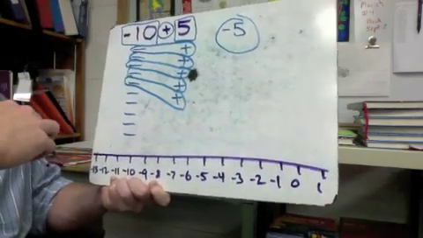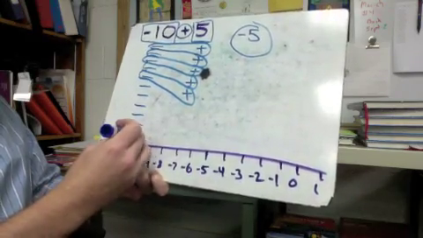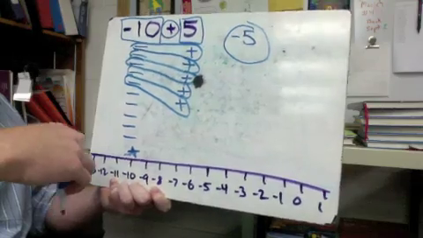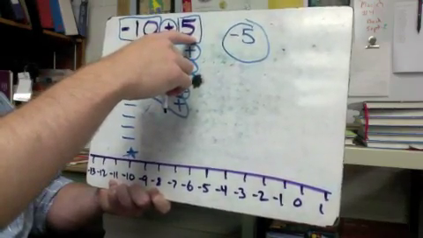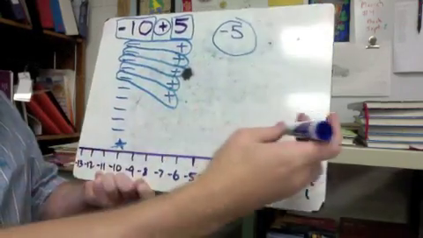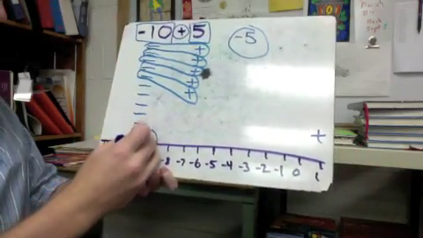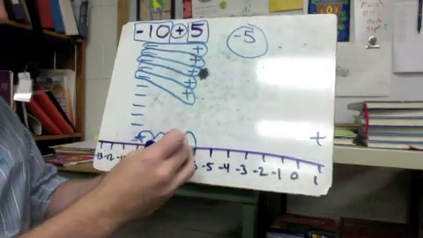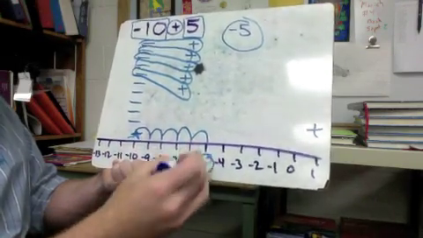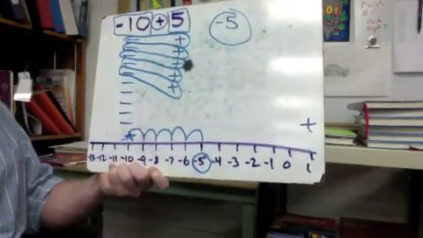I'm starting at negative 10. Okay? So starting at negative 10 is right here. I am going to go 5 in whatever kind of number that is. It's positive 5. So I'm going to go 5 in the positive direction. So I'm just going to go 1, 2, 3, 4, 5. There's my answer. Negative 5, just like what I got up here.